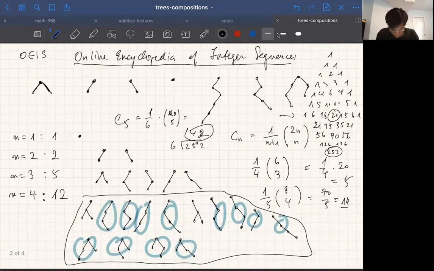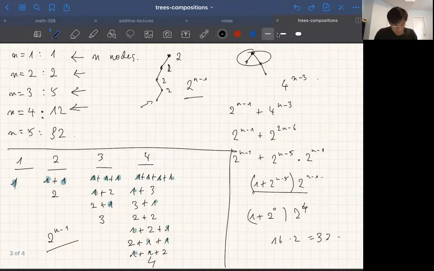Let me just check again. There are 14 trees here total, and there are 2 that are not noodles. And so that's 12. So we have 12 here. And why don't we now check what it is for 5? We can check if it's actually 32, which is what this formula would say. Actually, did we check the formula for n equals 4? Let's check it. 1 plus 2 to the n minus 5. See, that's the problem. There's an n minus 5 here, and that's not supposed to work.